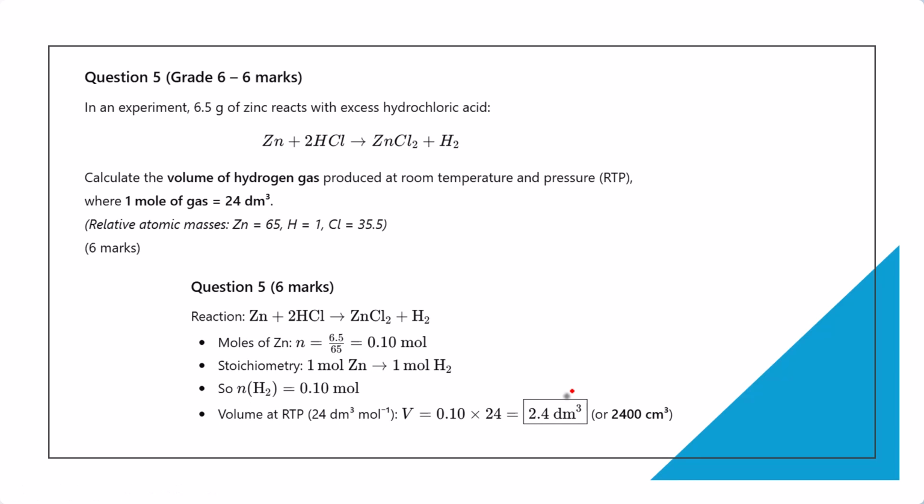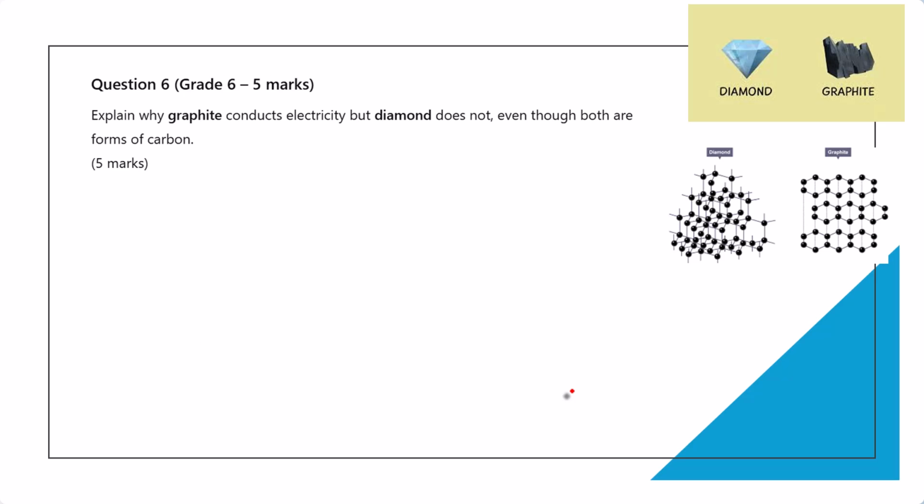Okay, those are the answers. Now we're going to go to question 6. Question 6 is about graphite and diamond. We're still in grade 6, heading towards grades 7, 8, and 9. Also, so far, the questions we've done are both for triple and for combined. So for question 6, I would like you to pause the video and try it.